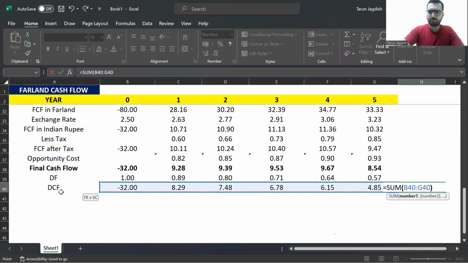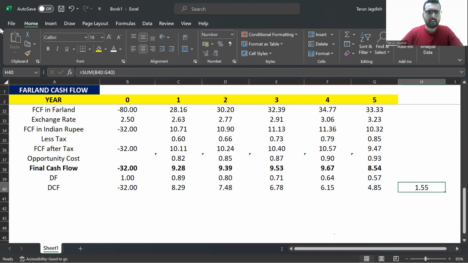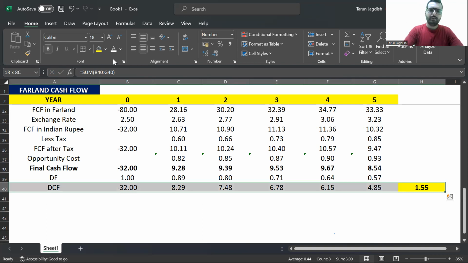NPV should be positive. After all this hard work, if it is negative, I will shoot this fellow. Plus 1.55. NPV is positive. So the project should be accepted. We are done with this question, friends.